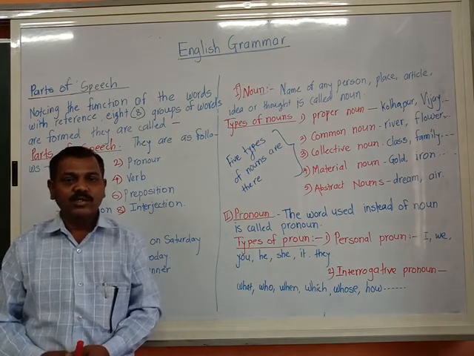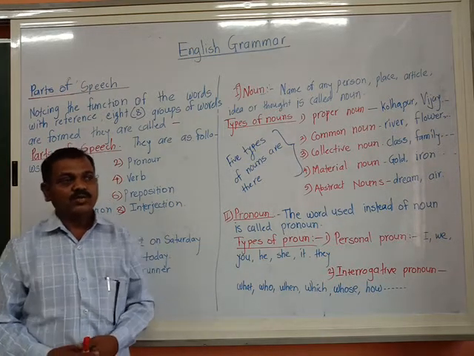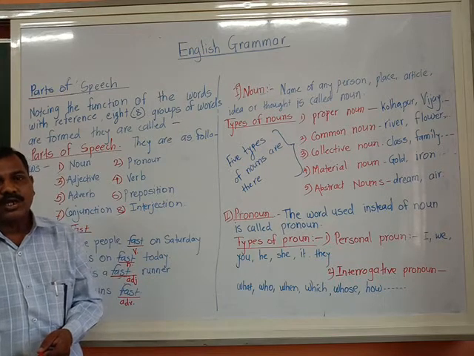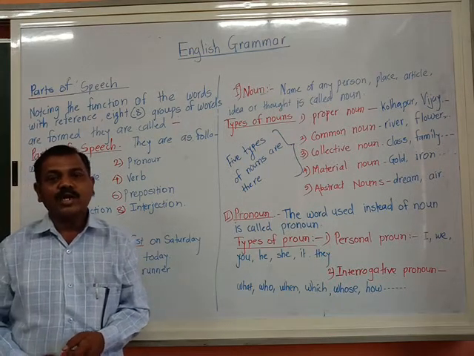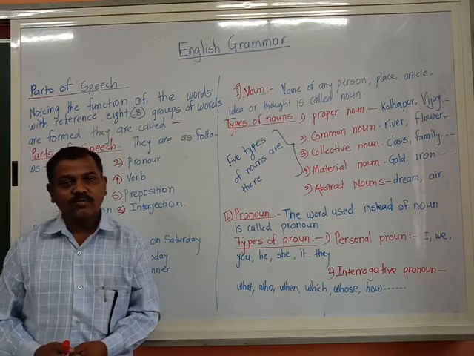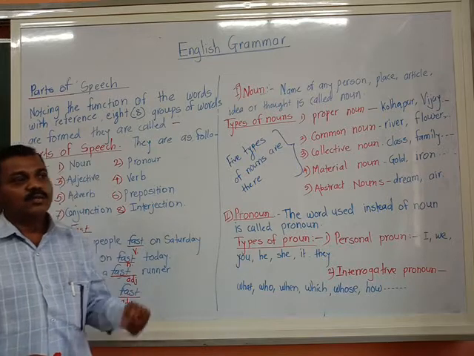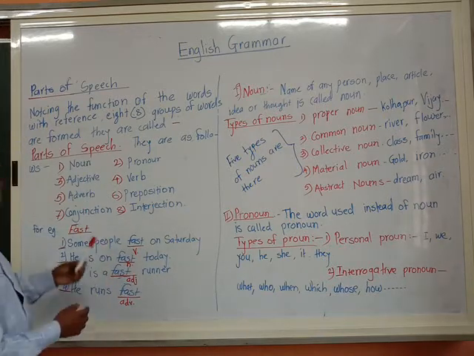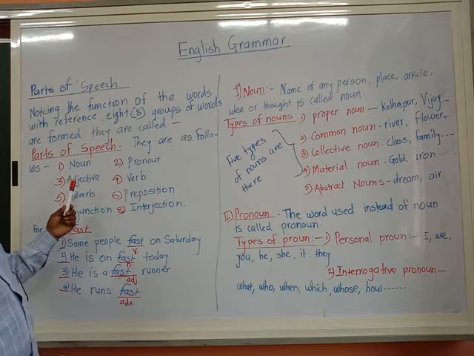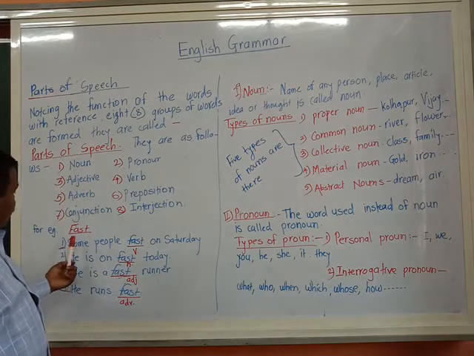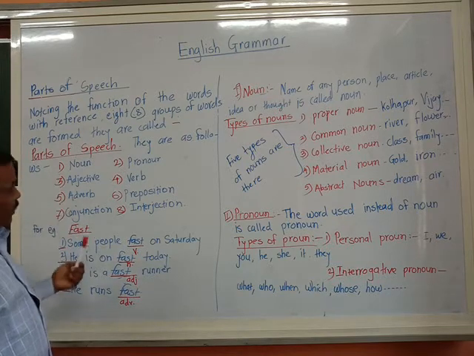The same word is used in different sentences and it is classified into different categories. So the function of the word is the key. With the function and the reference, we can classify the same word into different categories or classes. These categories or classes are called the parts of speech. See one example I have given you here, fast. First know this one and then we shall learn the types.